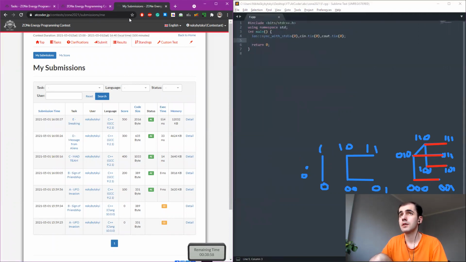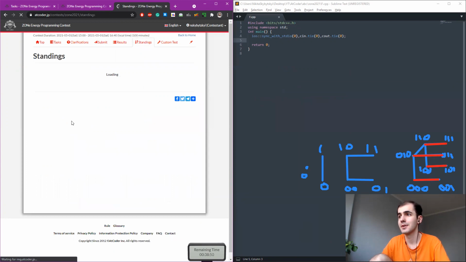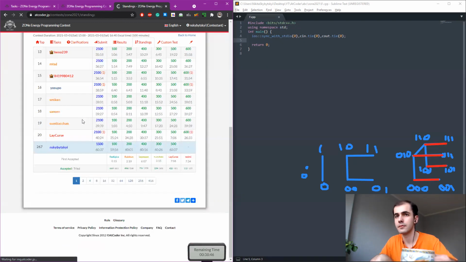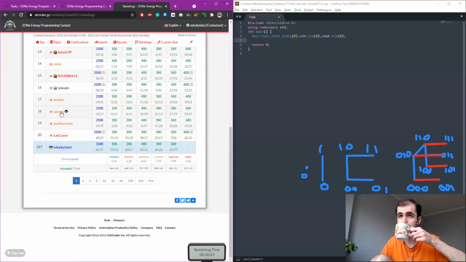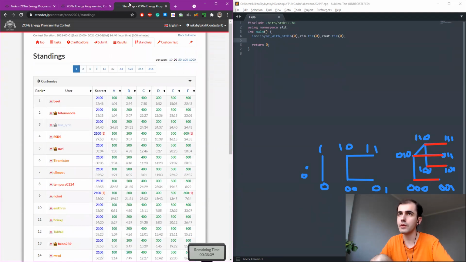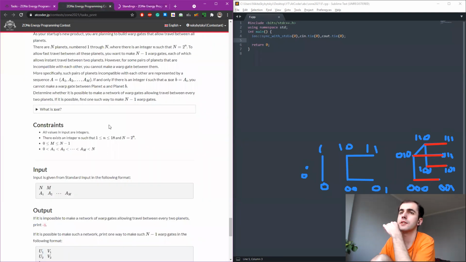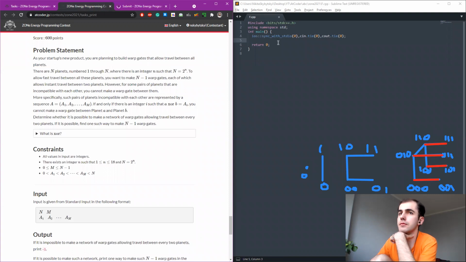So now, what remains is problem F, I believe. We are terribly bad in the standings. Rank 300 is my prediction, approximately. We should not think about this. We should think about the problem.